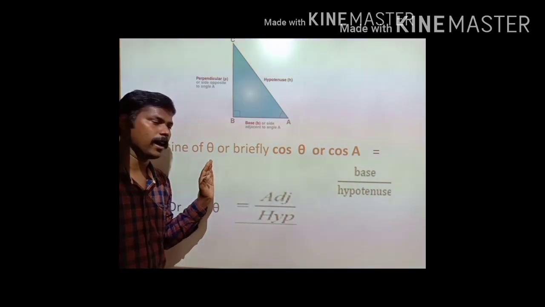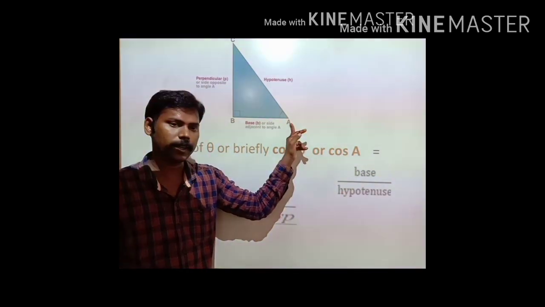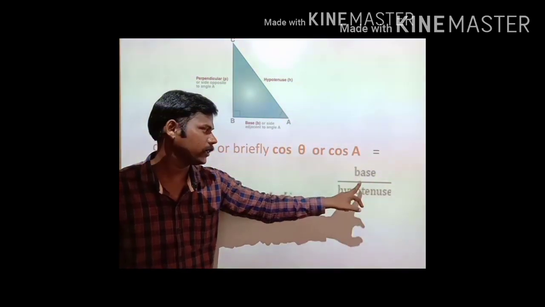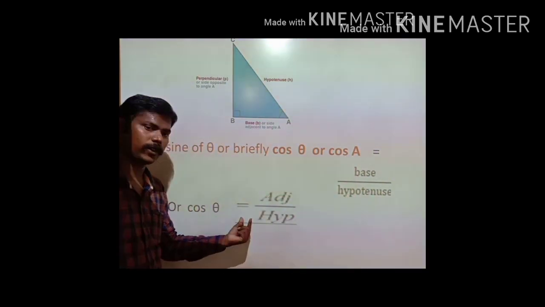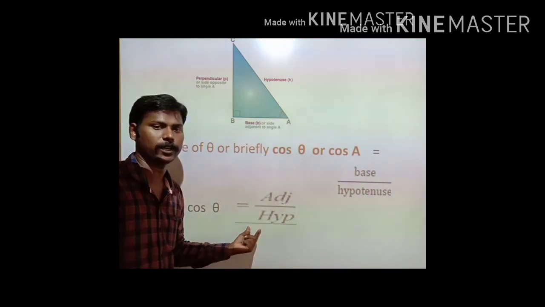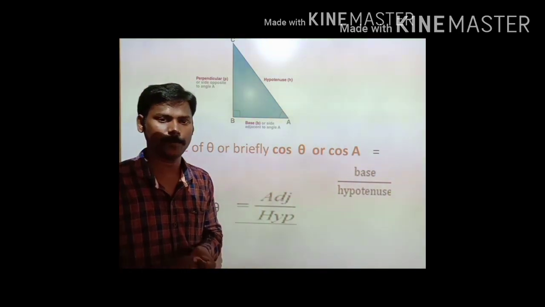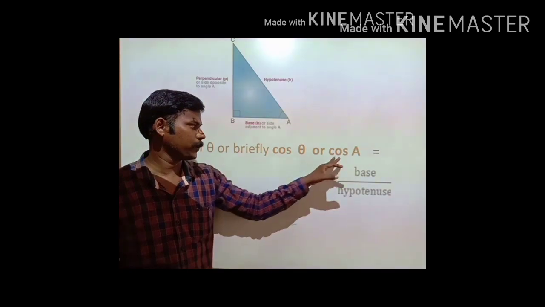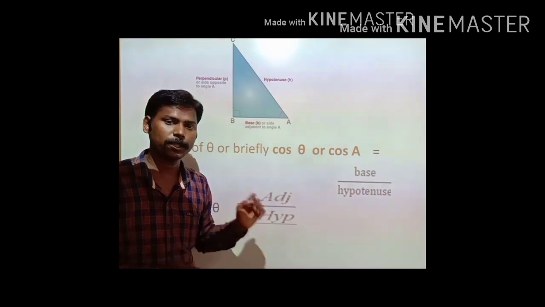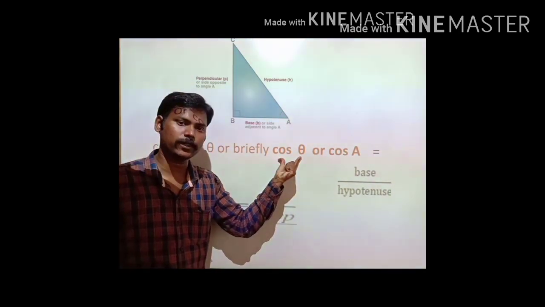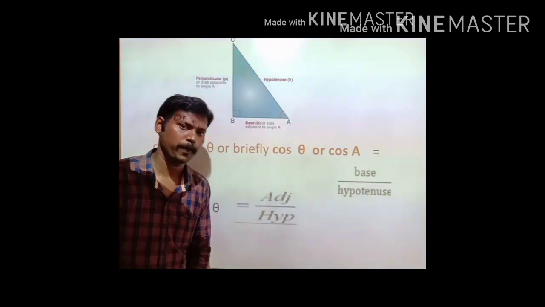Cosine of theta, or briefly cos theta or cos of the angle A. Cos A is equal to base by hypotenuse, or cos theta equal to adjacent side by hypotenuse. Both are the same, children. This is the ratio cos theta. Already we learned, don't express cos theta as cos into A or cos dot A or simply cos. Like this you can express cos theta or cos A. Please note it down, children.